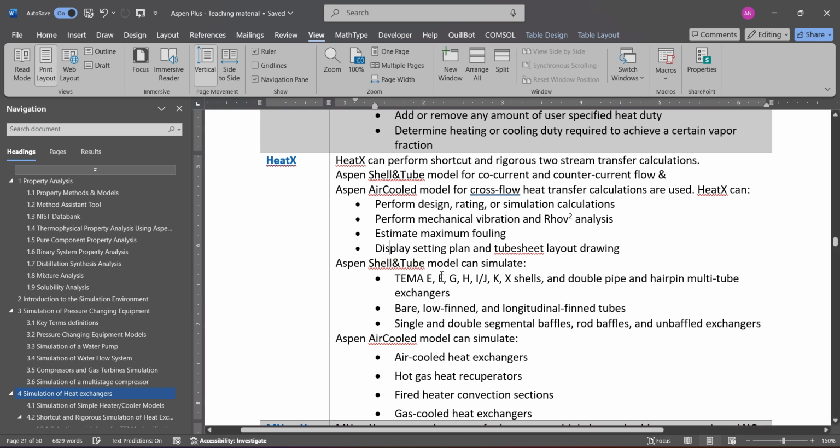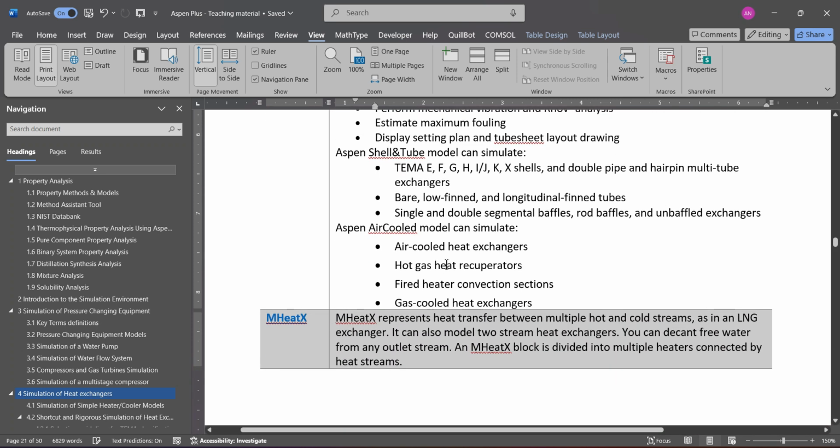There are several TEMA classes available inside the EDR browser. We can use those classes, and following the standard codes of TEMA and ASME, we can figure out the geometrical details of the heat exchanger. In fact, Aspen has developed two models for heat exchanger simulations. One is the shell and tube model. It's mostly used for shell and tube type geometries.